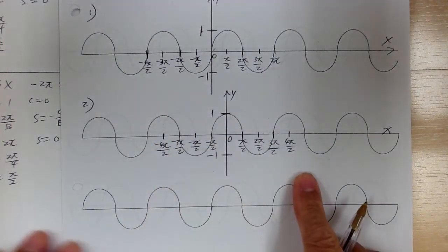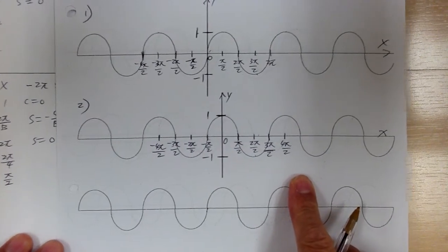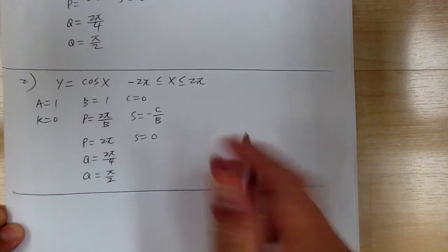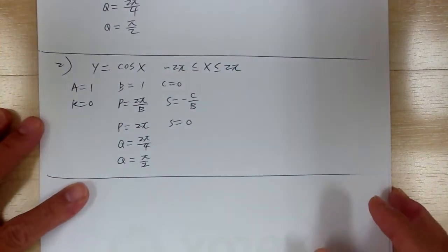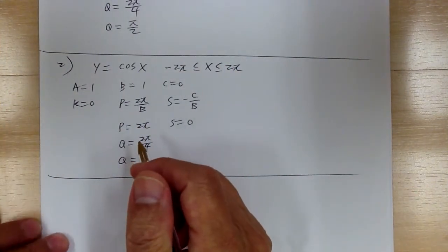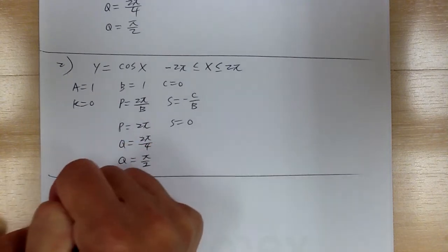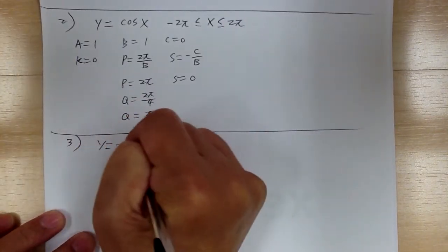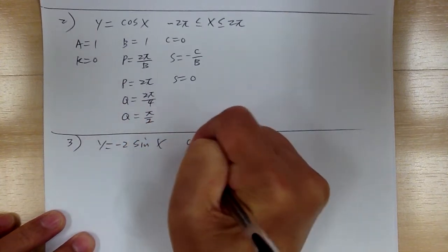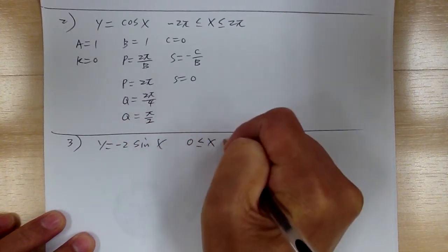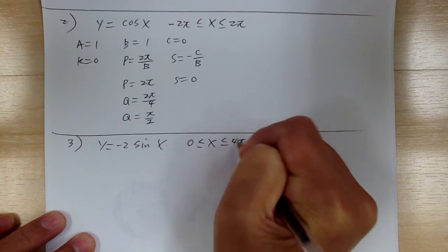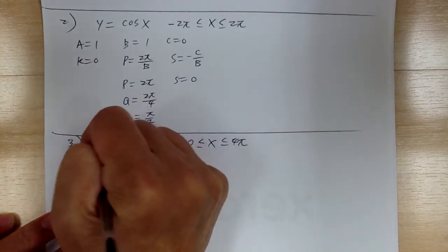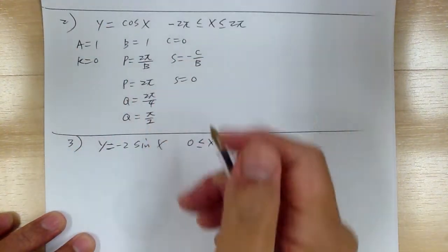Okay, and that's it. That's all the information you need. Okay, let's go to number 3. So every point you go through the same process. So number 3, you have y equal to negative 2 sine x, and you want to go from 0 to 4 pi. Even the instruction is a little bit different, but you're going to do exactly the same thing.